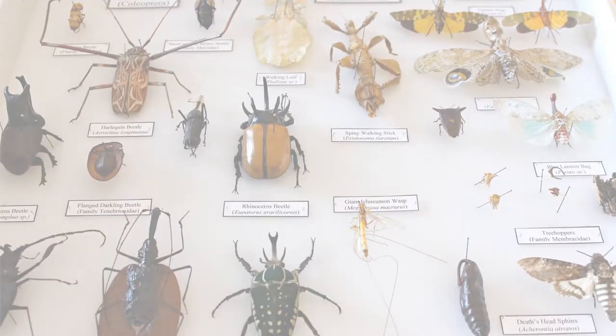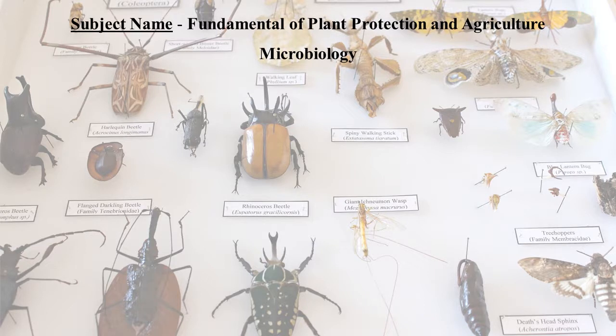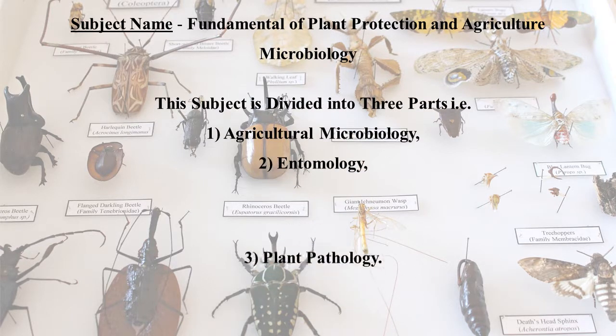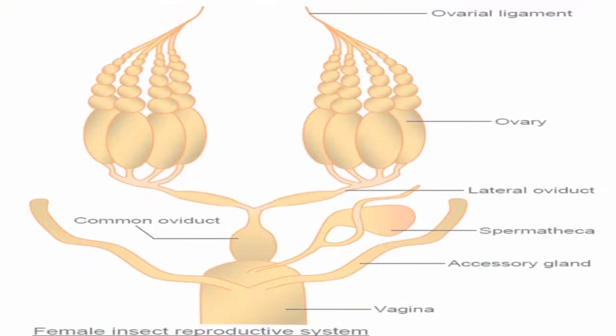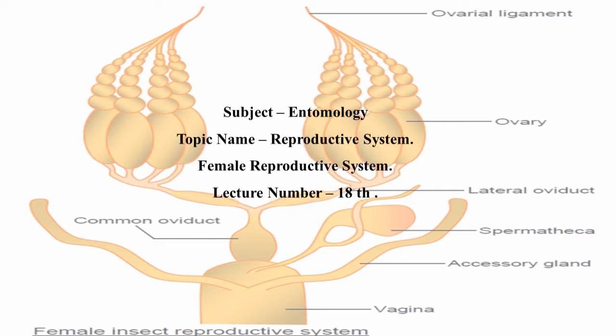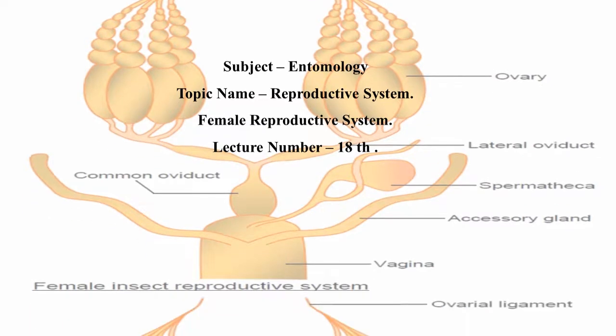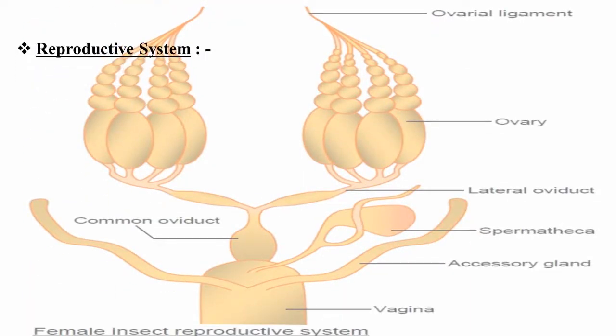Hello guys, today we are going to teach the subjects Fundamentals of Plant Protection and Agricultural Microbiology. Today's subject is entomology. The topic name is the reproductive system. The first topic is the female reproductive system, in lecture number 18. Today we study the female reproductive system.